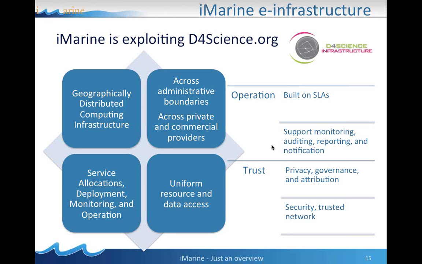Technically speaking, D4Science is geographically distributed in several sites. It's a computing infrastructure that uses resources across administrative boundaries and across private and commercial providers. This means that computational resources in D4Science are provided by research centers like the National Research Center in Italy, or by commercial providers, a big company in Italy like Engineering, or also cloud computing providers like the Microsoft Azure cloud platform, for example.